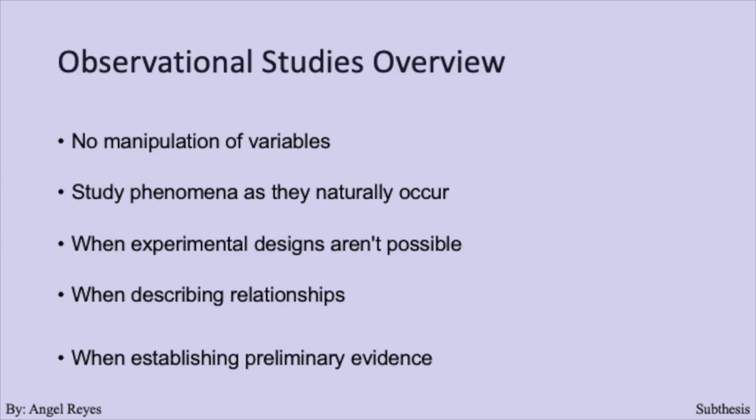Observational studies are characterized by the absence of any manipulation of variables by the researcher. Instead, these designs study phenomena as they naturally occur in real-world settings. They're essential when experimental designs aren't possible due to ethical, practical, or logistical constraints, such as studying harmful exposures or rare diseases. Observational approaches are ideal for describing relationships between variables in complex healthcare contexts and establishing preliminary evidence that may later justify experimental investigation.